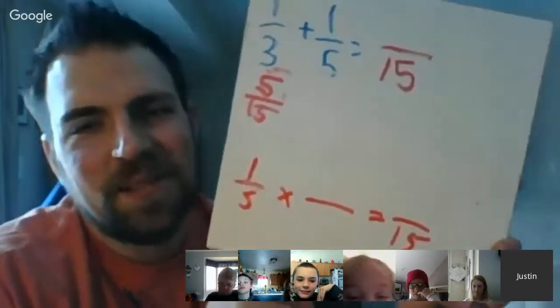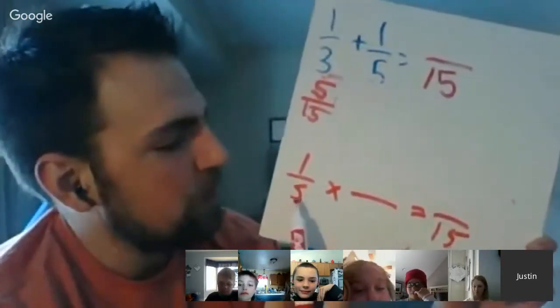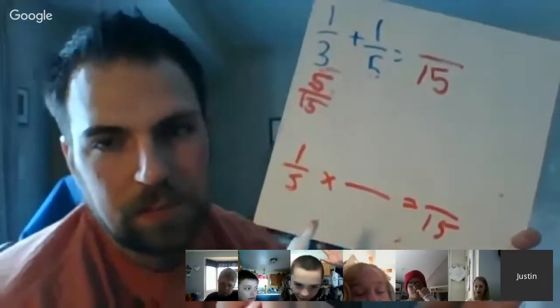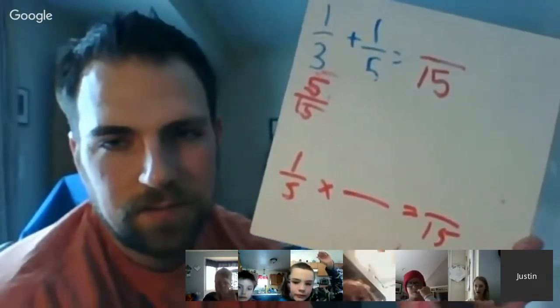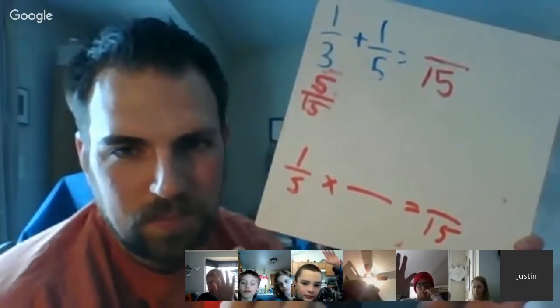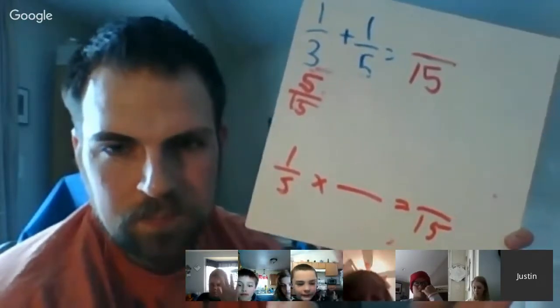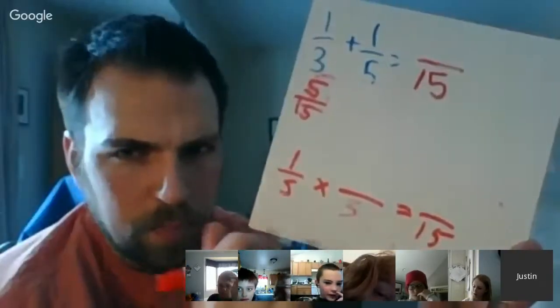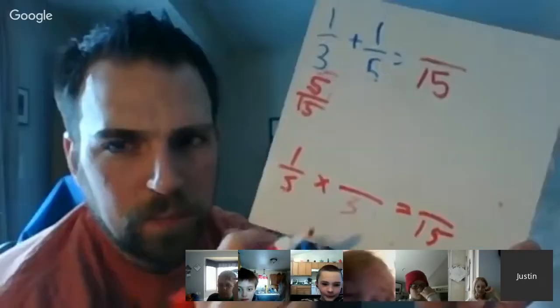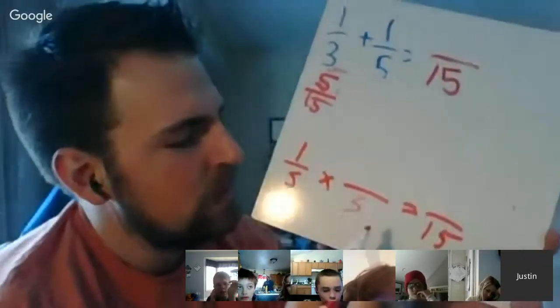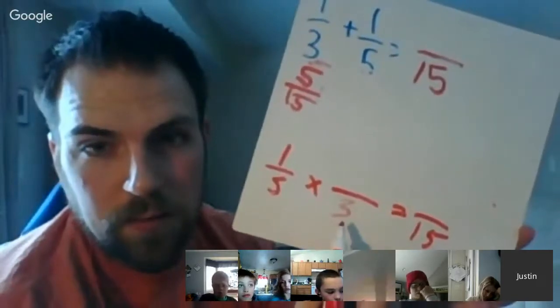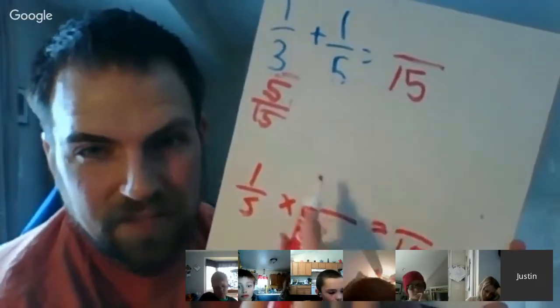Jay, do you have something to help? We figure out what we multiply with 5 to get to 15. So what do we multiply with 5 to get 15? Jay? 3. And isn't this what we were doing the other day before the snow day? Remember I told you I was giving you a little preview. So, whatever we do to the bottom, we have to do to the top.